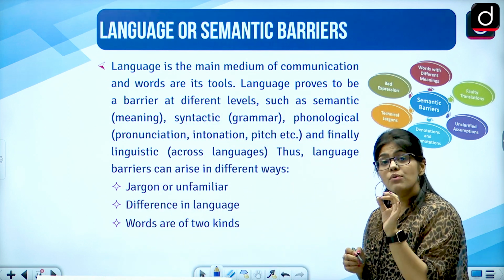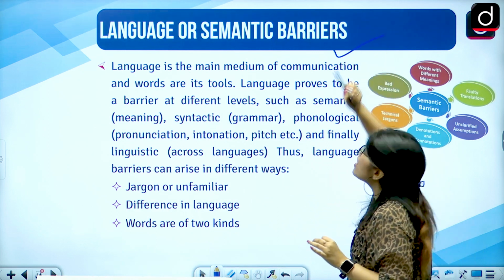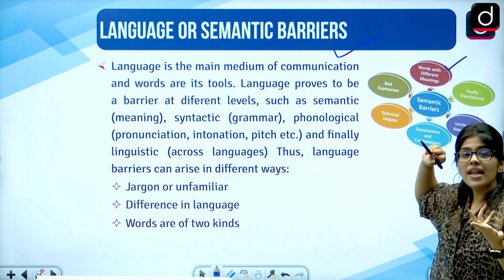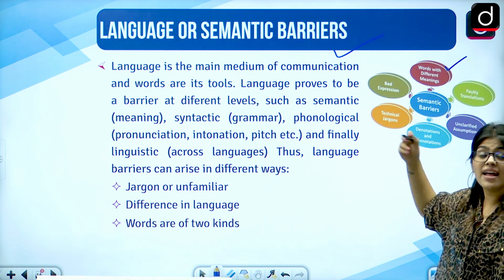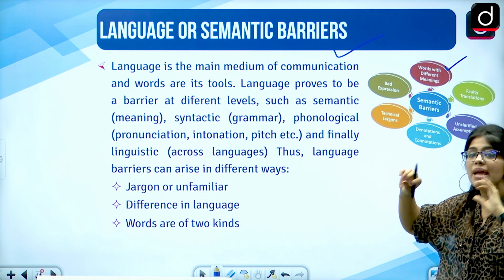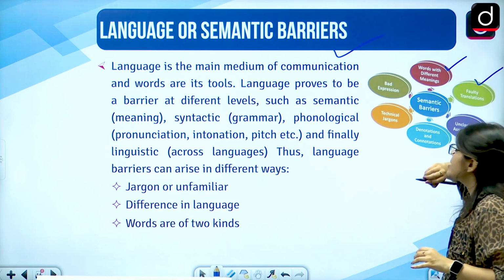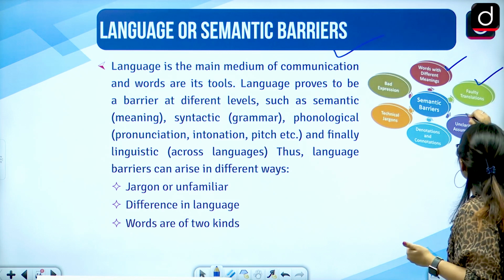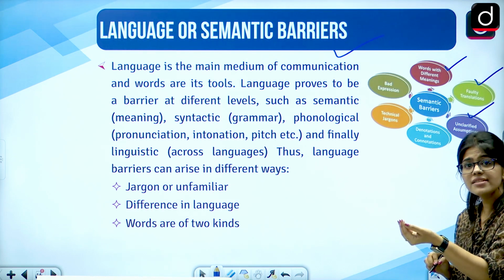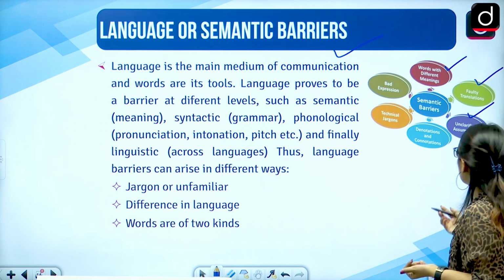Then comes the language or the semantic barriers. Very important, and questions are always asked from semantic barriers. They can be words with different meanings, like the sun, or they can have the same spelling but different meanings, or the same sound but different meanings. So this can cause problems. Then we can have faulty translation. That can be a problem. Unclarified assumptions: the other person never clarified the assumption and that girl literally burned the CD. Right, so these can be problems.